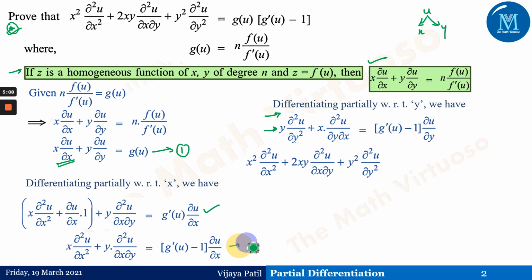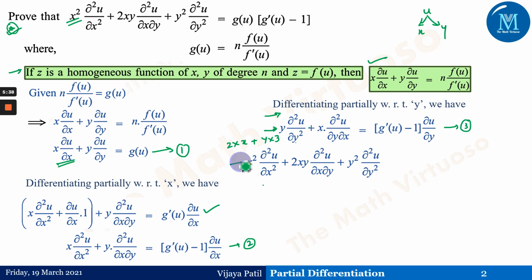Now suppose this is equation number 2 and this is equation number 3. If you observe these terms, x into ∂²u/∂x², but in this particular deduction or proof part, we need x² with ∂²u/∂x². So we have to multiply the second equation with x, plus we multiply the third equation with y, and we just add them up.